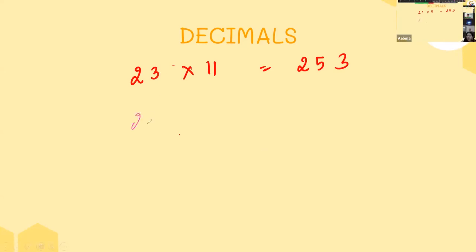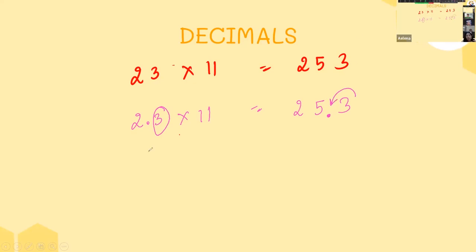So over here, if I say 2.3 times 11, the digits are going to be the same. I have one digit after the decimal. So now my decimal position would be this one. I should have one digit after the decimal in my answer.